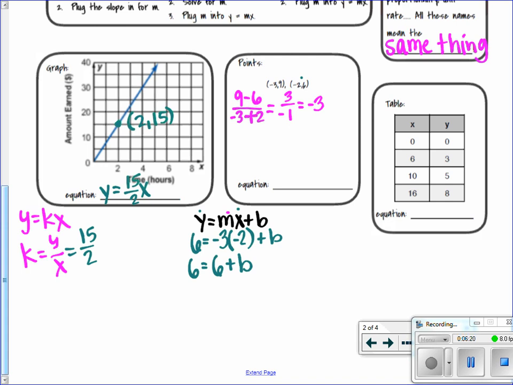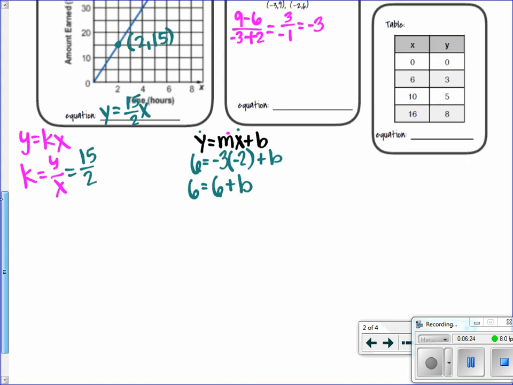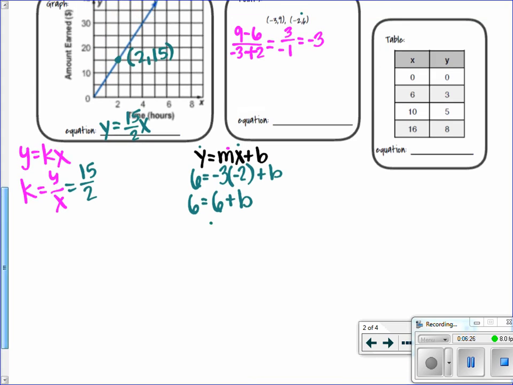So then 6 equals 6 plus b. So what's the y-intercept? The y-intercept is 0. Okay, so did it go through the origin? Yes. Wonderful. Since it went through the origin, that means this is direct variation. And our equation, we can write it as y equals -3x, because our slope is the same as that ratio.